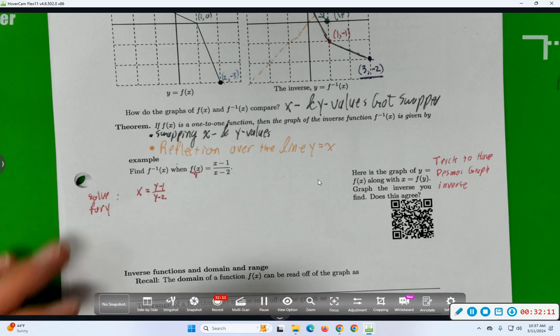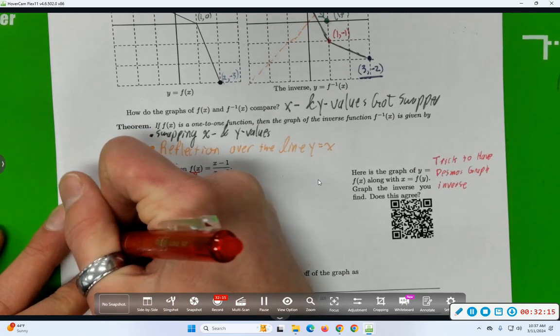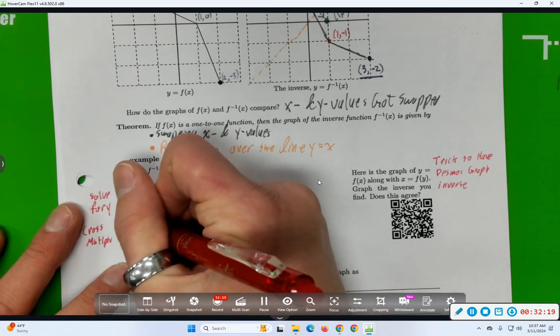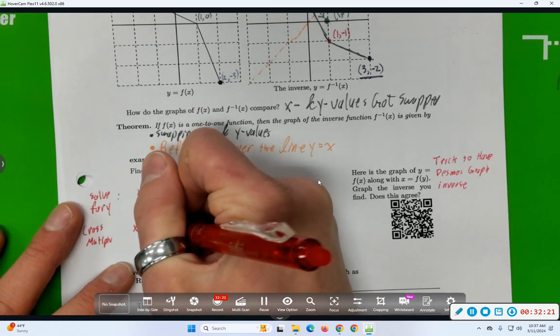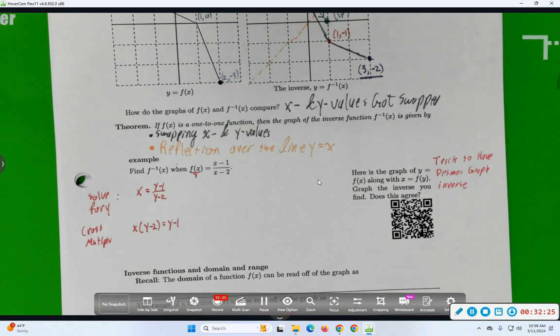Maybe I used the word cross multiply for this last time. Let's cross multiply. That will give me x multiplied by y minus 2 equals y minus 1. And those parentheses are important because I want all of the denominator to be multiplied by the left-hand side of the equation.